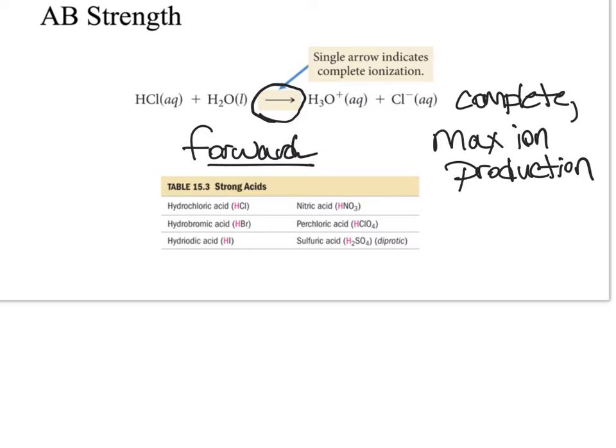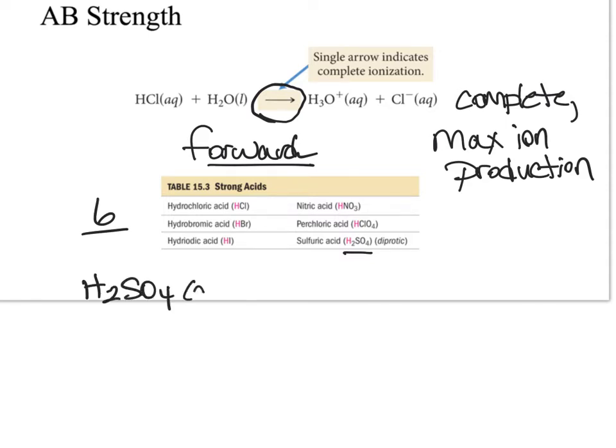By definition, there are 6 and only 6 strong acids: hydrochloric acid, hydrobromic, hydroiodic, nitric acid, perchloric acid, and sulfuric acid. Out of the bunch, only sulfuric acid is a multiprotic or diprotic. This is something that came up in class on one of the problems.